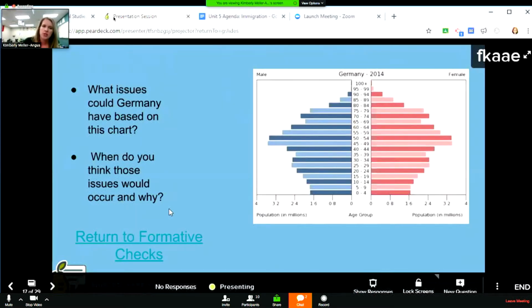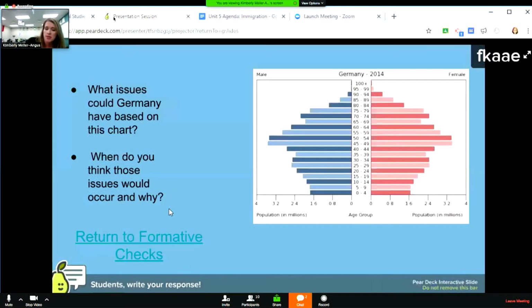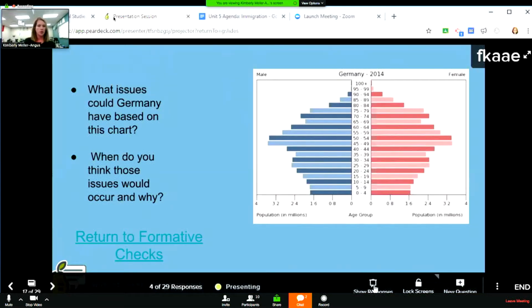Another really nice feature is you can also have them text, well, they can write what they're seeing as well. And so I would have students do this if I did not need to per se collect the exit card on their way out, but this would give me a quick, okay, write 2 sentences. What issue could Germany have based on this chart? And I could project the responses as well. So I'll show these too.